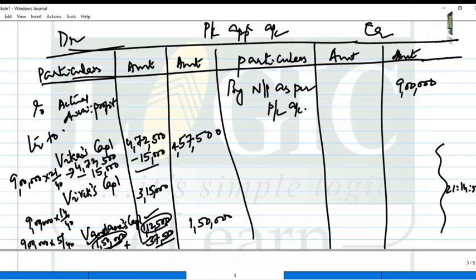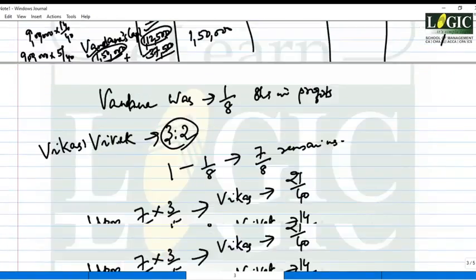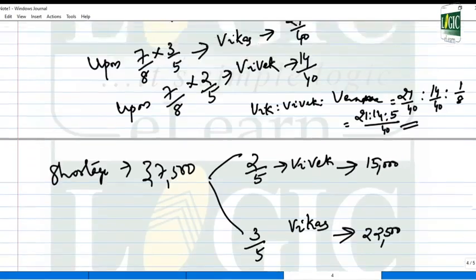4,57,500. Now, in the case of Vivek, 3,15,000 minus 22,500, his share of deficiency comes around 2,92,500 if you deduct. So 9 lakh was the profit. Listen carefully. 9 lakh was the profit. When you apportion it between the partners, they have come into an agreement.